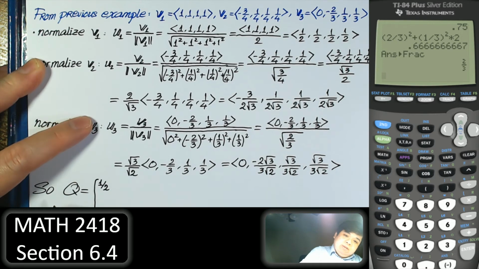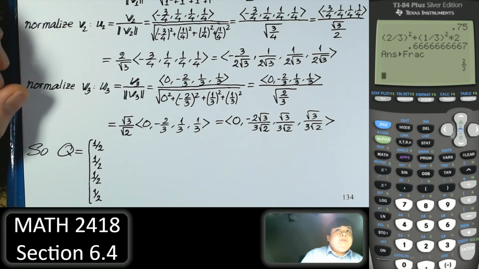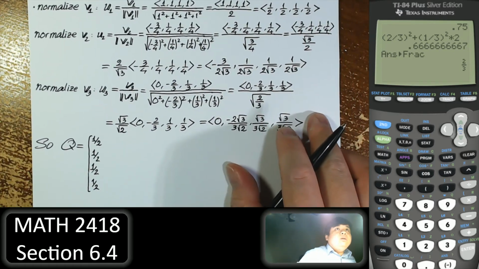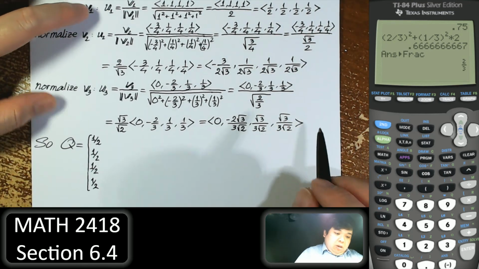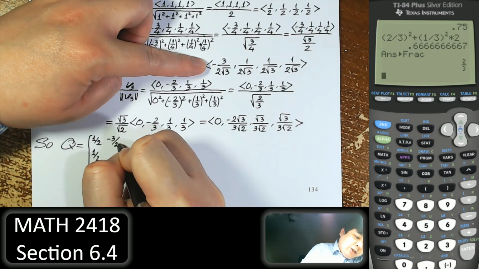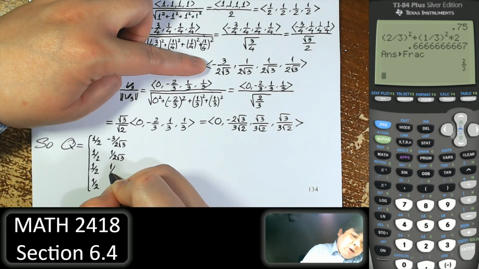One half, one half, one half, and one half. Just going to write vector Q. Normalize of V2, it's going to be that: -3 over 2 square root of 3, 1 over 2 square root of 3, 1 over 2 square root of 3, 1 over 2 square root of 3.